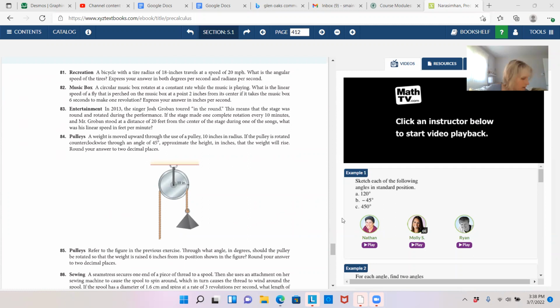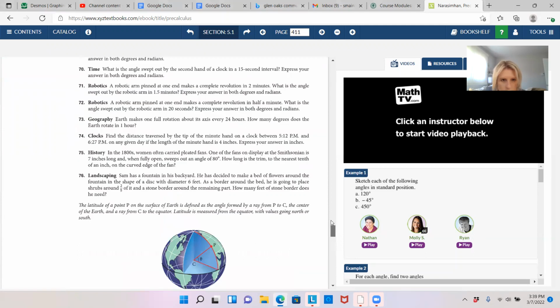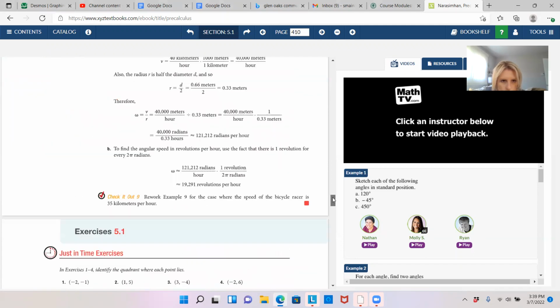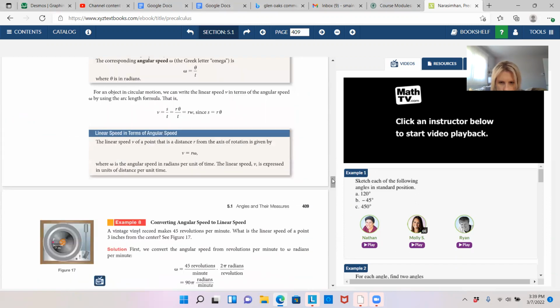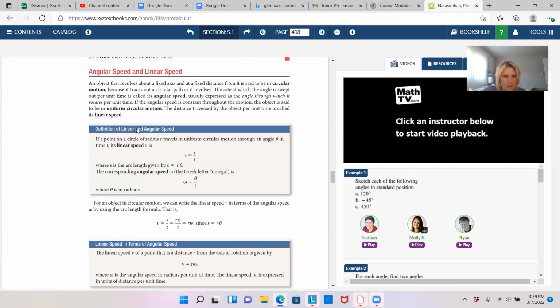So let's look at some formulas that we haven't introduced because it wasn't necessary quite yet. And that is our linear speed and angular speed. I was deciding if I was going to show you in the book or on my paper here. So let's just go right here. At the bottom of page 408, it's talking about linear speed and angular speed.